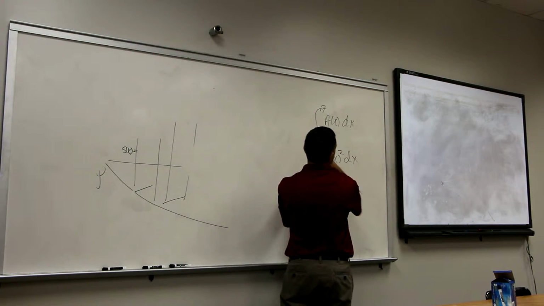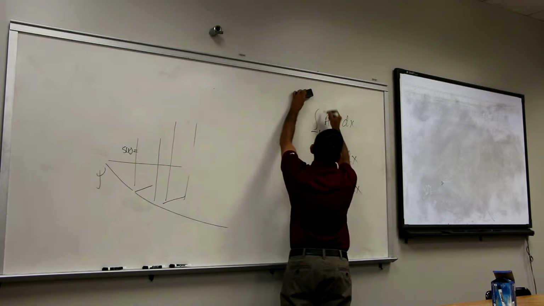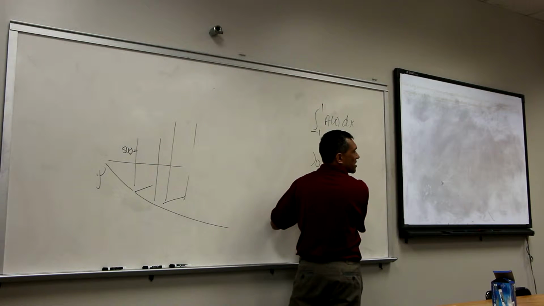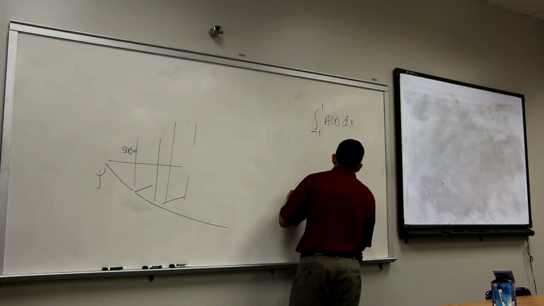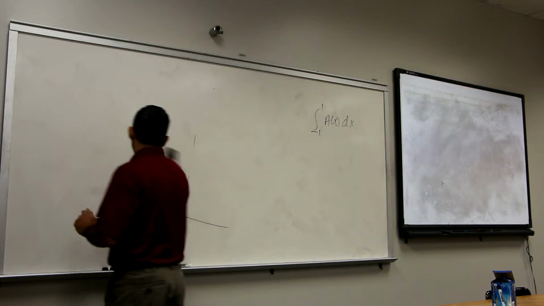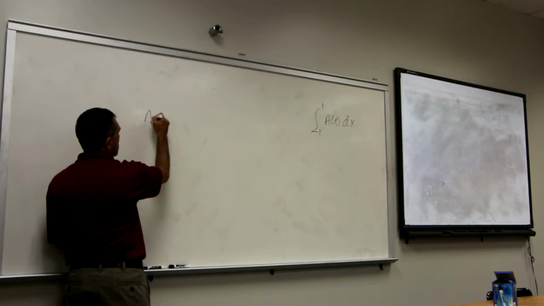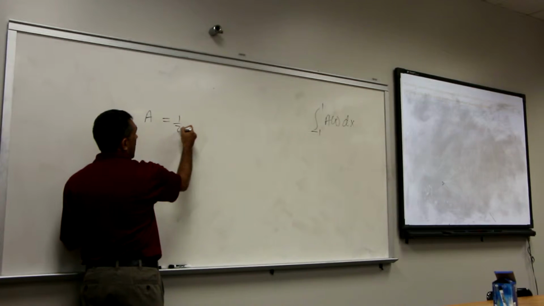First of all, you integrate from -1 to 1, correct? Area is a function of x dx. You need to tell me the area function. What's the area of a semicircle? Half pi r squared.